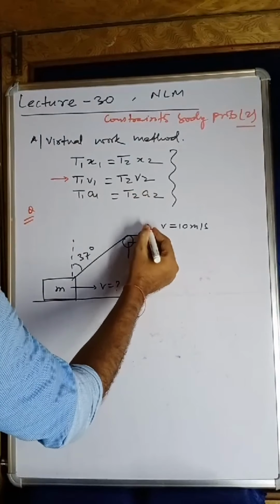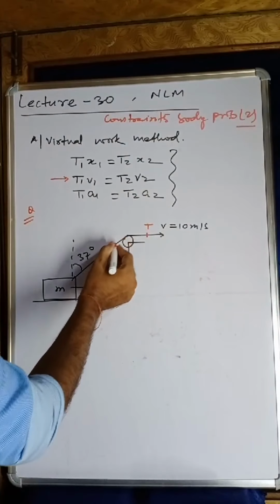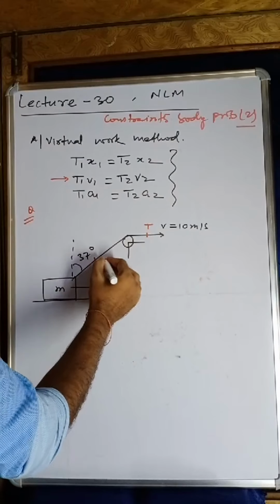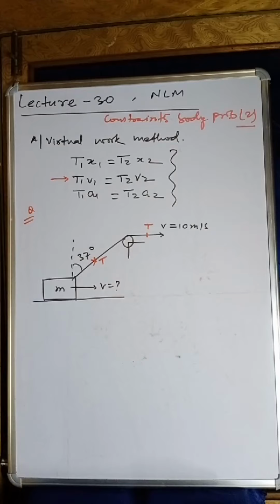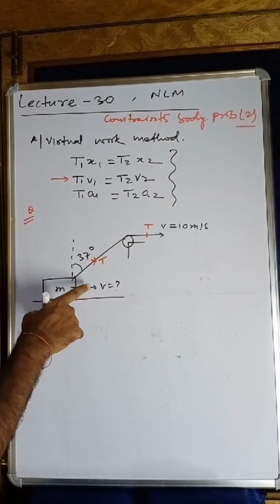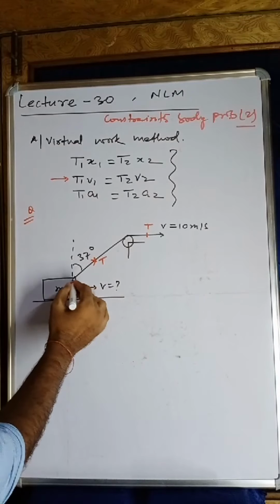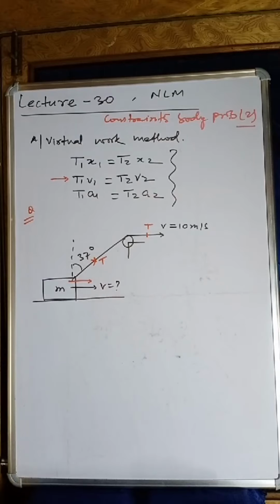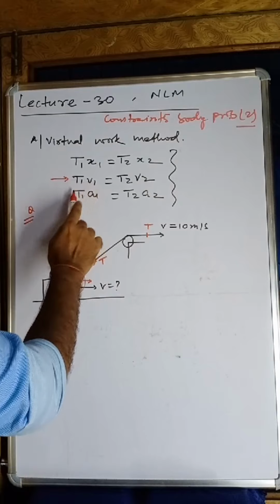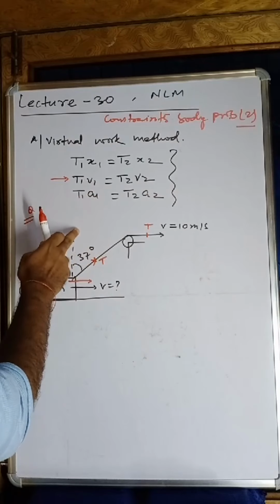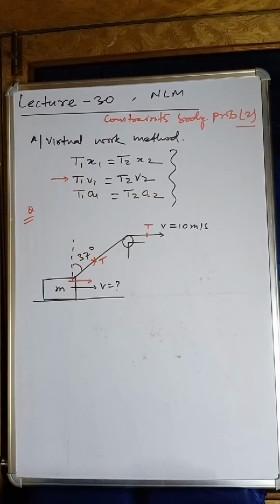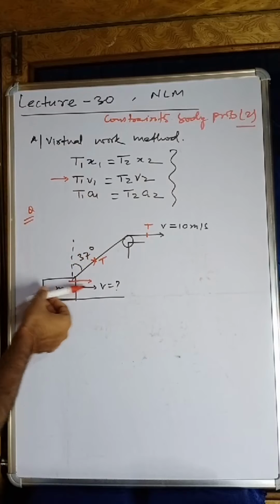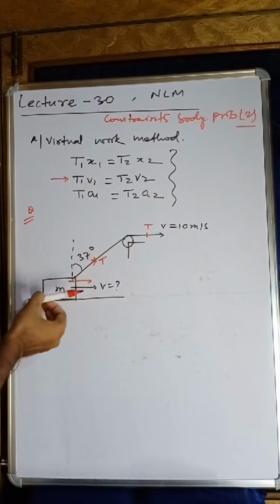Suppose the tension here is T. What will be the tension in the entire string? It will be T. Now for this body, we have to consider the velocity along this direction, which means we have to take the tension in this direction only. Remember, all the directions should be the same. If you consider the tension in the downward direction, the acceleration should be downward. If it is upward, then the tension should be upward. Here we are considering the velocity in this direction, so we have to take this tension in this direction only.